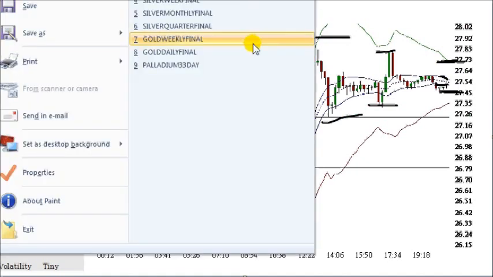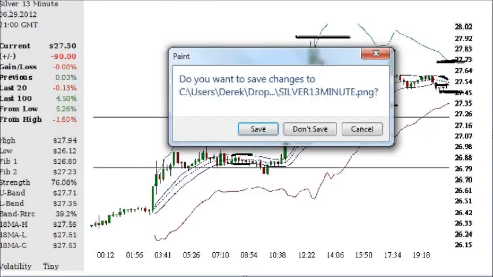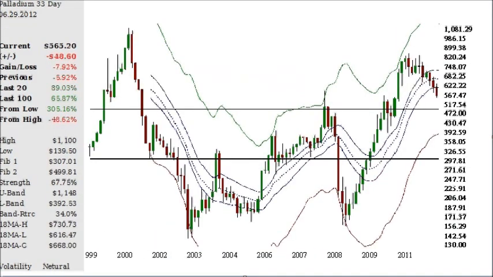And finally, if the charts are available in the more information box, there's another chart on here that I'm not going to cover, and that is the 33-day palladium chart. Very violent moves, to say the least. At least from point A to point B, and then from point B to point C, and then again from point C to point D, and then D to E.